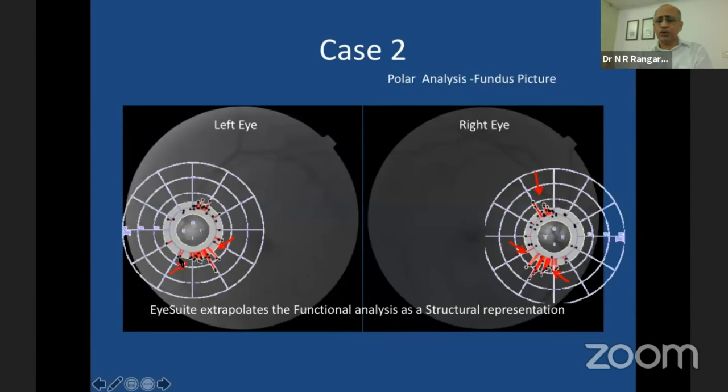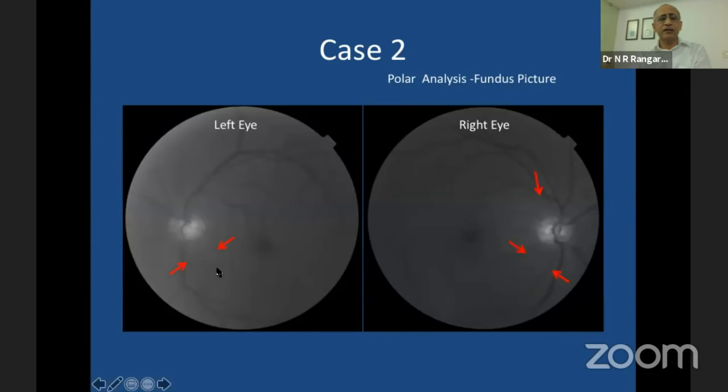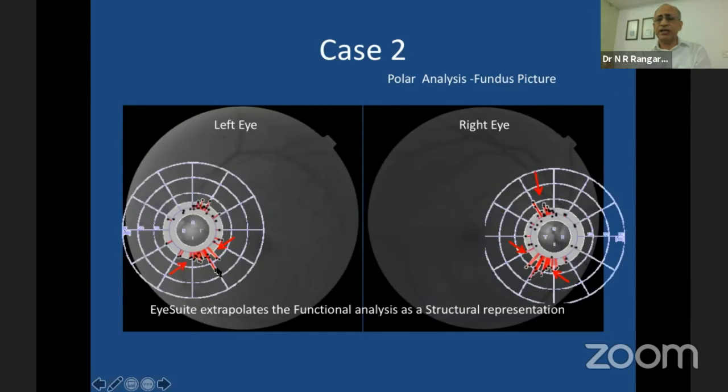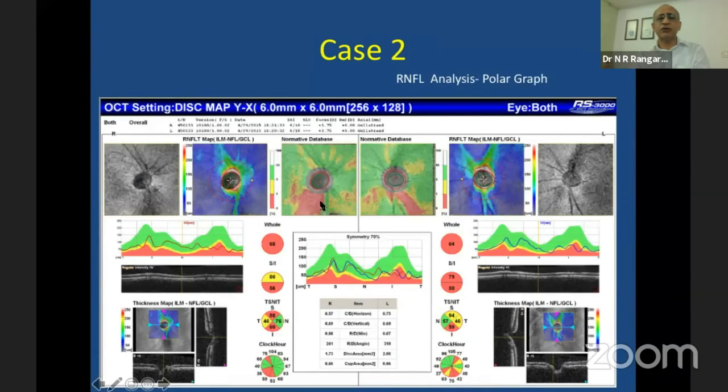Now, this is just Photoshop. This is not the way it is in the software, but this is where it coincides. So AIOC actually extrapolates the functional analysis as a structural representation. And this is, of course, the OCT, which definitely highlights that. We don't really need OCT to tell that, but we can do that with a good clinical examination as well.